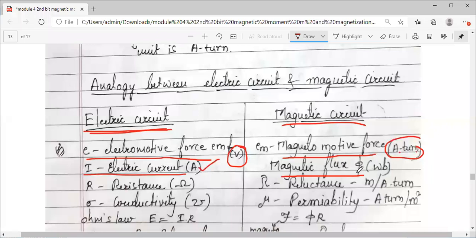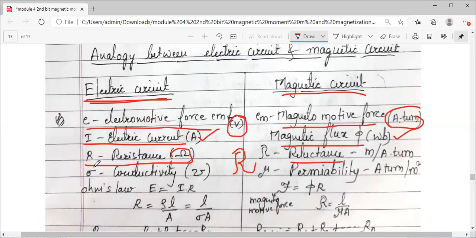Current is measured in amperes. Flux is measured in Webers. Then in electric circuits there will be resistance, measured in ohms. I don't know how you pronounce this symbol. It is some Greek letter, R kind of thing. This is the symbol. It is called reluctance. In magnetic circuits, it is called reluctance. And the unit of reluctance is ampere turn per weber.